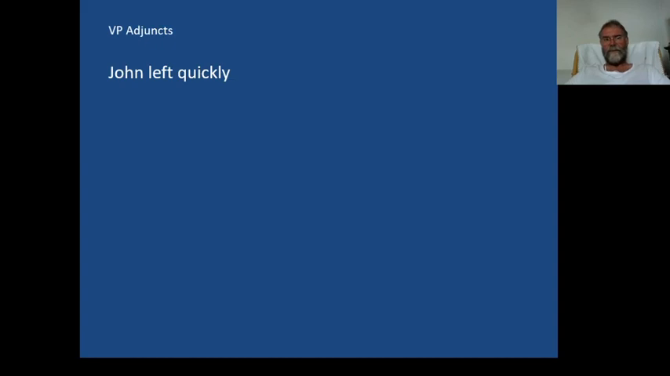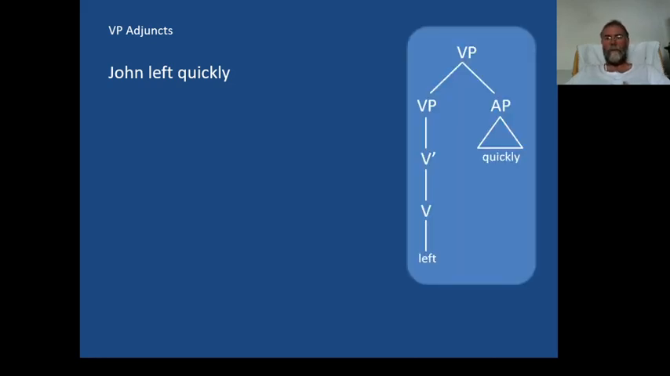Okay, let's look at some specific adjuncts. Let's look at adjuncts to verbs and verb phrases. Okay, with a verb phrase like left, an intransitive verb, we can add an adverb modifier quickly to it, and we can get John left quickly. So what we have here is an AP adjoined to the verb phrase, so its mother is a VP, its sister is a VP, and then that VP just contains the verb left.